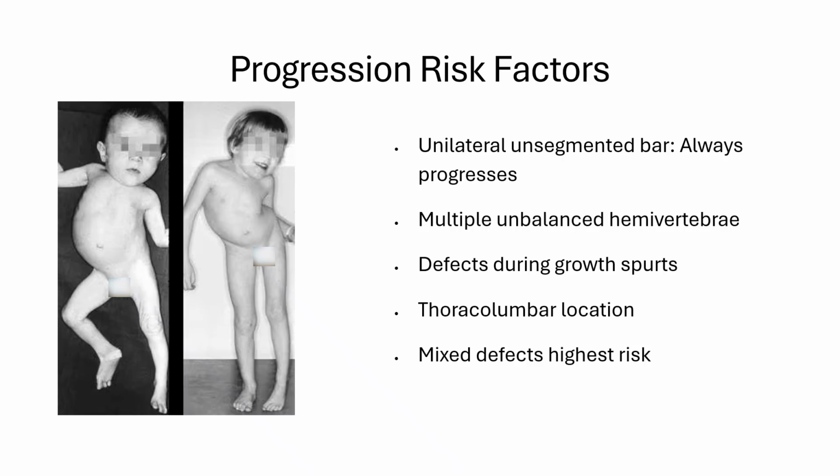Understanding progression risk factors for congenital scoliosis requires grasping the mechanical principles that drive curve development. Think of the spine as a growing tower, where each building block must expand symmetrically to maintain balance. When certain structural abnormalities disrupt this symmetric growth, predictable deformity patterns emerge that worsen over time. The unilateral unsegmented bar represents the highest risk factor because it creates a mechanical tether that always progresses.